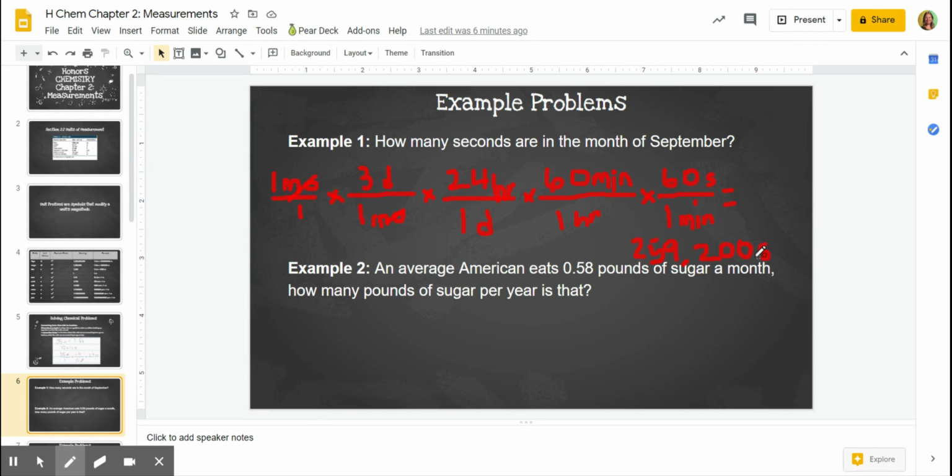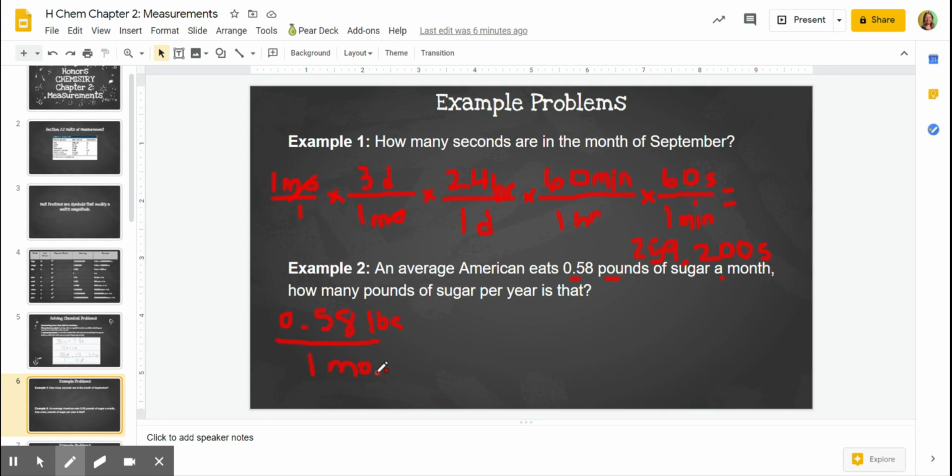seconds. Okay, example 2, an average American eats 0.58 pounds of sugar a month. How many pounds of sugar per year is that? So we're going to write our given number, this is our number, with the units of pounds, and it's a month, in other words, per month, and per means it's on the bottom of a fraction. So let me show you what that looks like. We have 0.58 pounds, LBS, per 1 month.